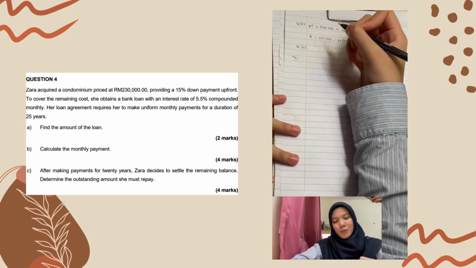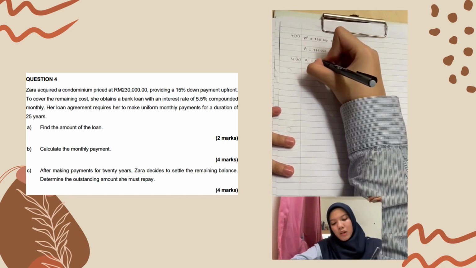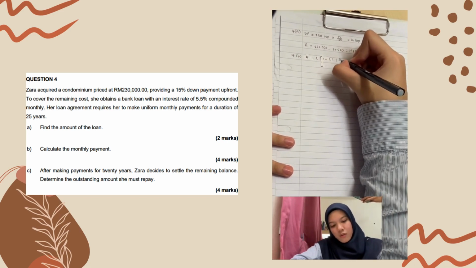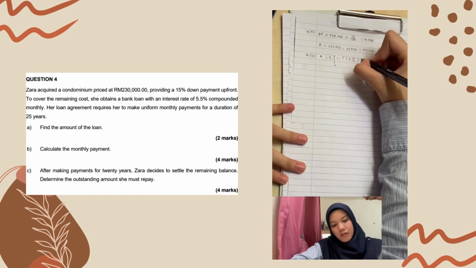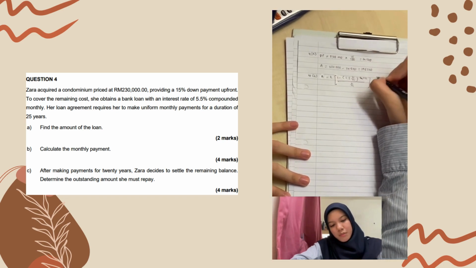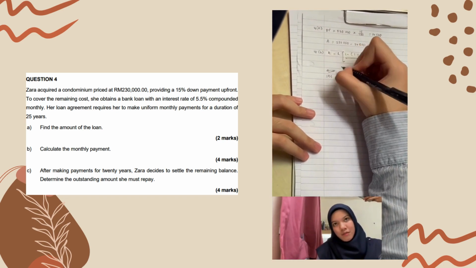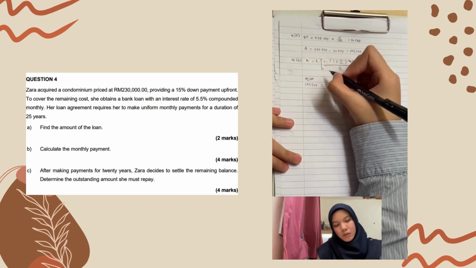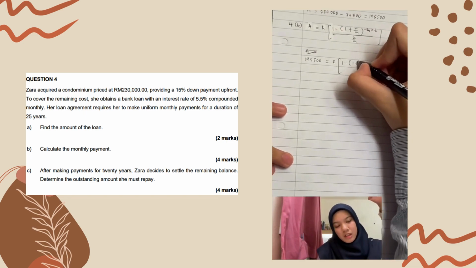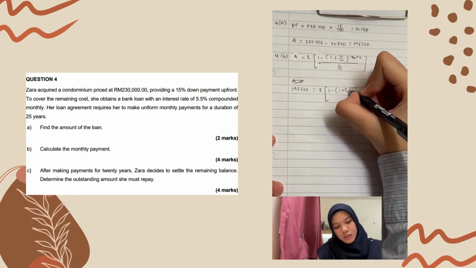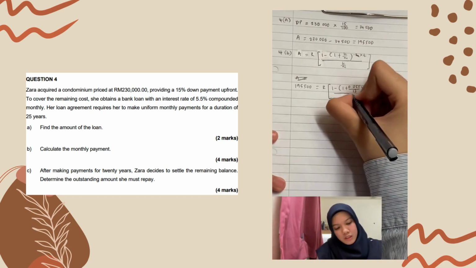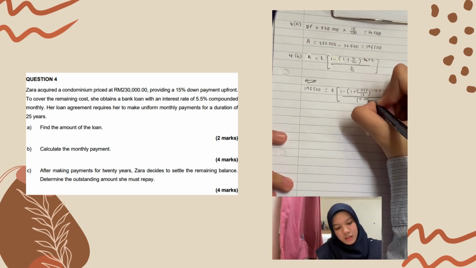195,500. For this question, we need to use the formula A equals to R, open bracket, 1 minus, in bracket, 1 plus K over M, power of negative M times T, over K over M, close bracket. A is 195,500 equals to R, open bracket, 1 minus, in bracket, 1 plus 0.055 over 12 to the power of negative 12 times 25 over bracket 0.055 over 12.